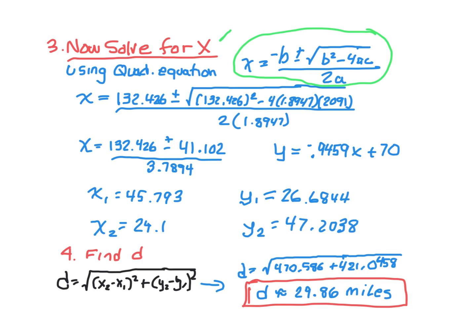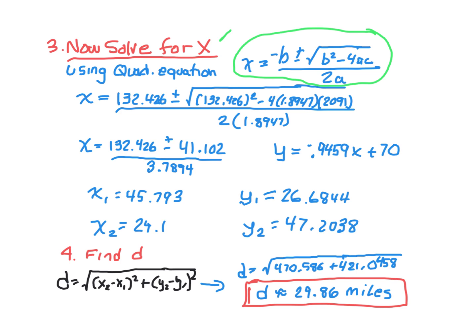And you'll see that it's b squared, 132.426 squared, minus 4 times a, and the a portion is 1.8947, times c, which is 2091. And then we divide by 2a. So we get x to be 132.426 plus or minus 41.102.